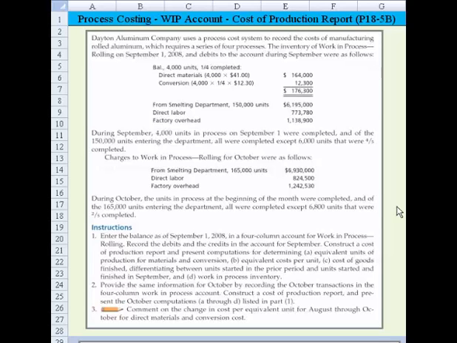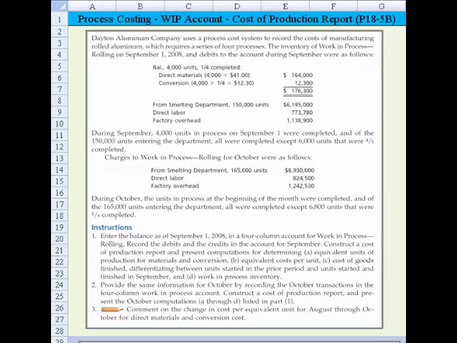All right, now let's take a look at the instructions. We need to enter the balance as of September 1st, 2008, in a 4-column account for work in process rolling. And we're going to record the debits and credits in the accounts for September. We'll construct a cost of production report, and we'll present computations for determining the equivalent units of production for material and conversion. Then we'll compute the equivalent cost per unit, the cost of goods finished, and we'll differentiate between units started in the prior period and units started and finished in September. And then finally, we'll construct a cost of production report to show the work in process inventory.